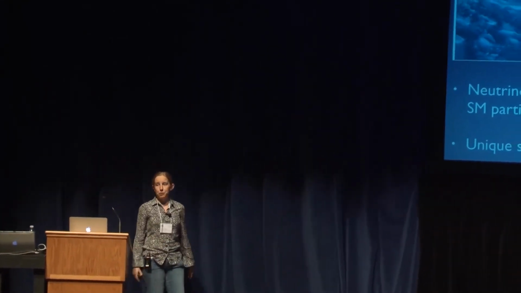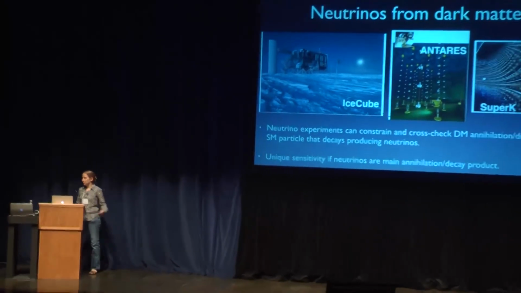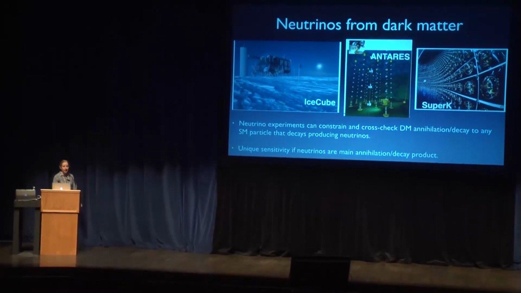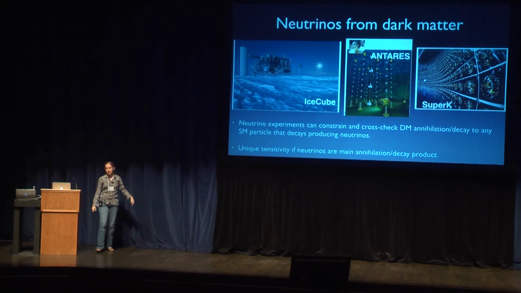Now, there have been caveats to most of what I've said so far, which is that I've assumed that you make photons, or electrons, or positrons, or protons and antiprotons, something that you can see in these telescopes. Of course, you can also produce lots of neutrinos. In that case, these neutrino experiments have unique sensitivity.